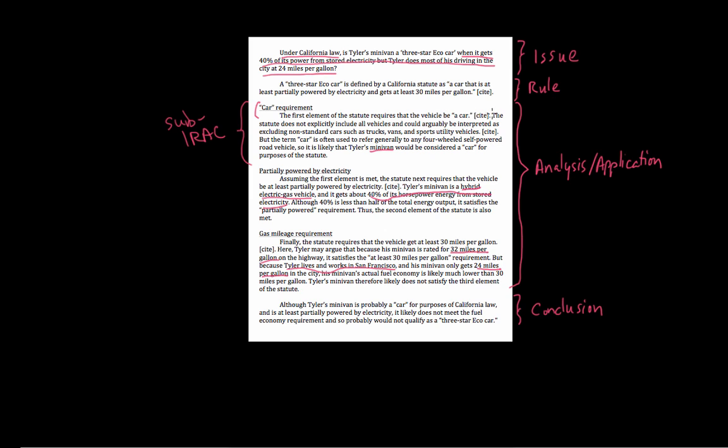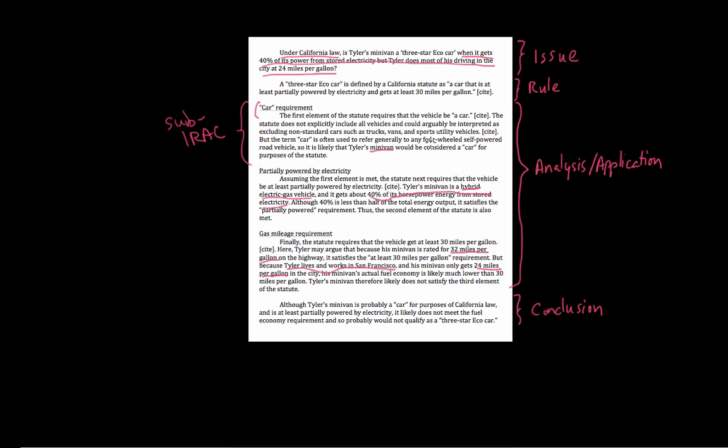Now the rule, the reason I left that out is this is a little bit different than our overall IRAC, because we don't have a rule that tells us what constitutes a car. We don't have a statute that tells us a car is blank. So we have to just use our common sense or our judgment to come up with that rule. But nevertheless, we're going to be applying that common sense rule to the specific facts.